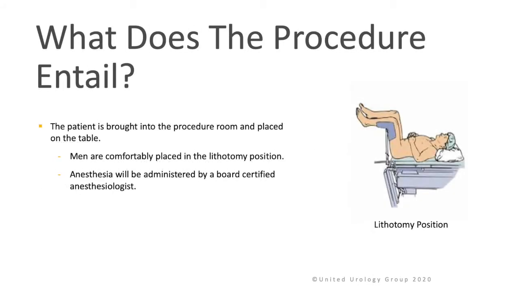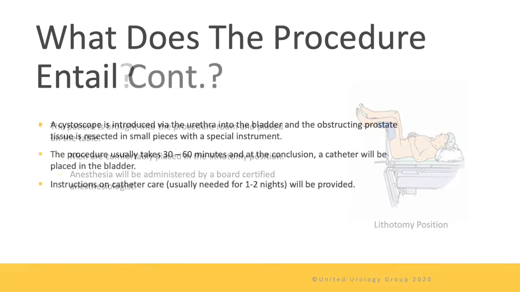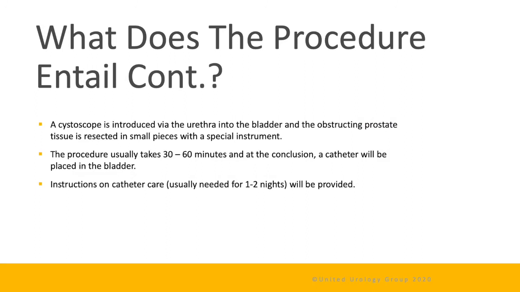What does the procedure entail? The patient is brought into the procedure room and placed on the table. Men are comfortably placed in the lithotomy position. Anesthesia will be administered by a board-certified anesthesiologist. A cystoscope is then introduced via the urethra into the bladder, and the obstructing prostate tissue is resected into small pieces with a special instrument.